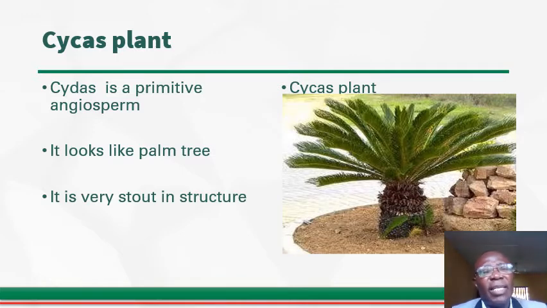So this is a cycas plant, which is a typical example of the gymnosperm. This cycas is very primitive. It's a primitive plant, and it looks like a palm tree, as you can see the structure on the right hand side. But what differentiates them from the palm tree is that they do not grow tall like palm tree. They have a very stout structure. As you can see, they do not grow tall at all.